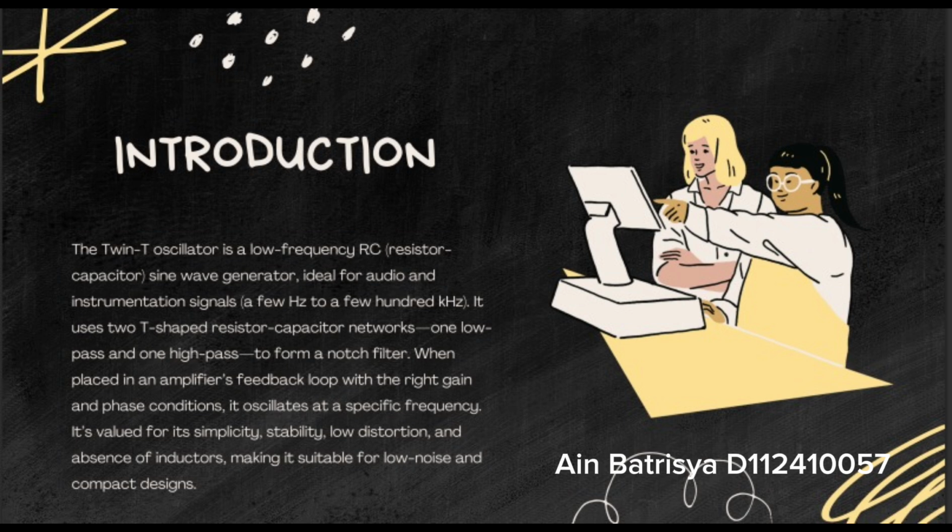equipment. It is called twin-T because it uses two T-shaped RC filter networks, where one is a low pass filter and the other is a high pass filter. When combined, they form a band stop filter that only allows a specific frequency to pass through with positive feedback. This selected frequency becomes the oscillator's output frequency. The oscillator uses an amplifier, typically an op-amp, to provide the necessary gain to sustain the oscillation.